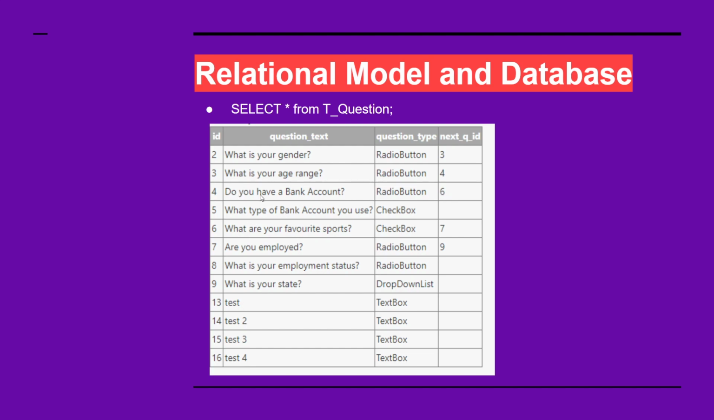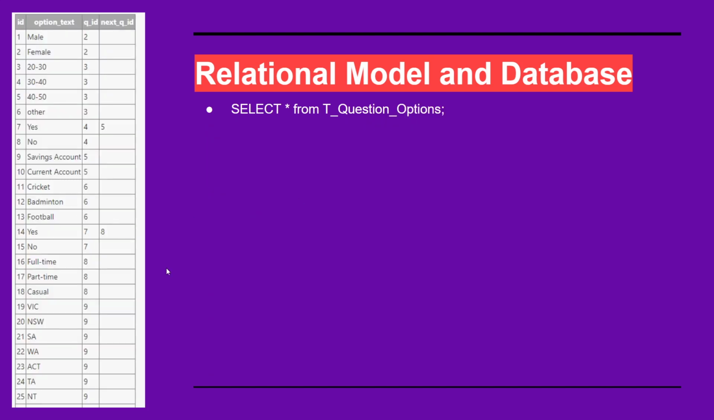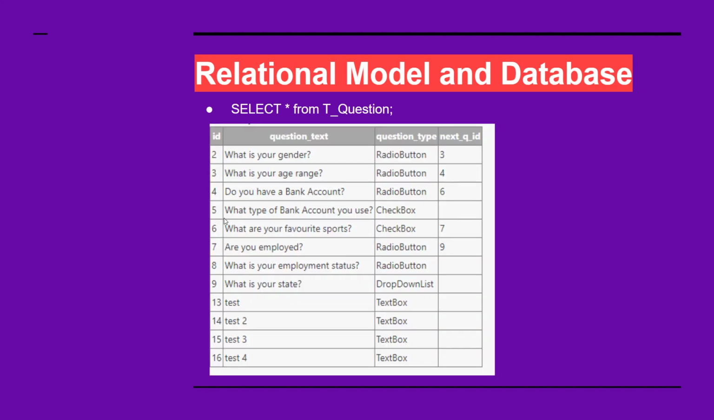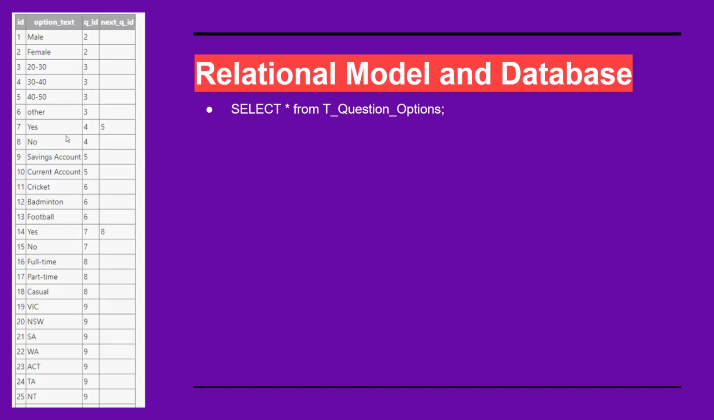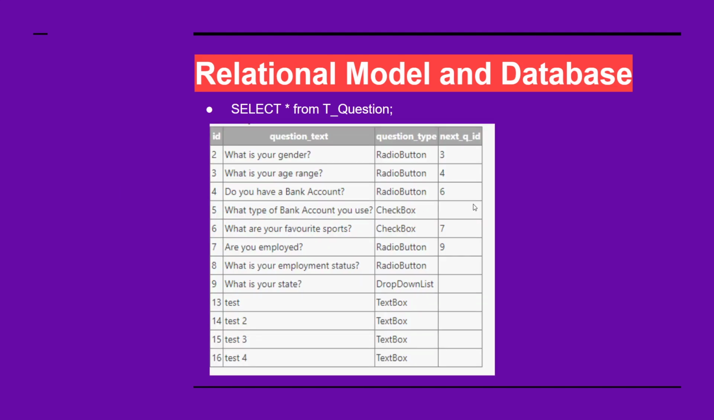But when the user selects yes to do you have a bank account, as you saw here, for yes you will go to question number 5, which is what type of bank account. Question number 5 will have savings account and current account, so the user can select that. After that, you will program it to load question number 6. From question number 6, you will go to the next QID, question number 7.